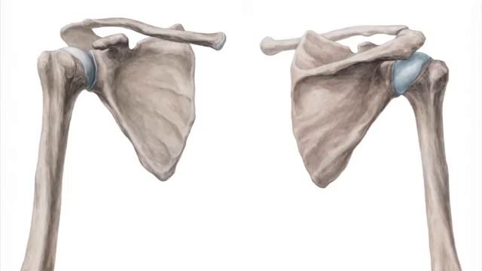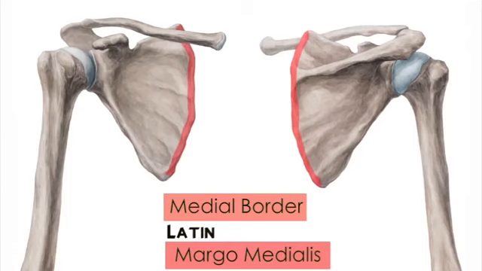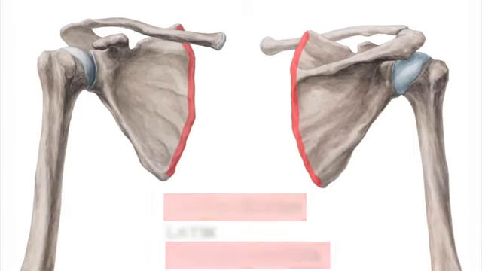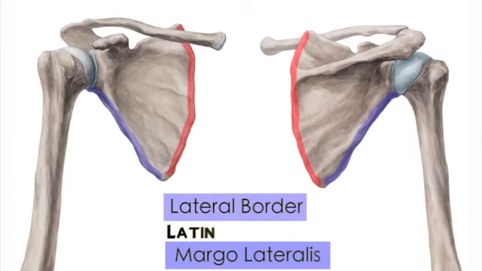Now once we define these two angles, let's talk about the borders, and there are three that you need to know. The first one is known as the medial border. This is the longest border, and as you can see here, it will extend from the superior angle all the way down to the inferior angle. Now the second border that you need to know is the lateral border, which will go from the lower margin of the glenoid cavity, which is a structure that is articulating with the head of the humerus, that we're going to learn about later in this tutorial, and goes all the way down to the inferior angle.